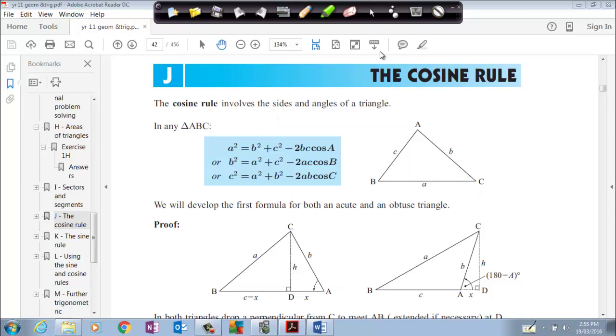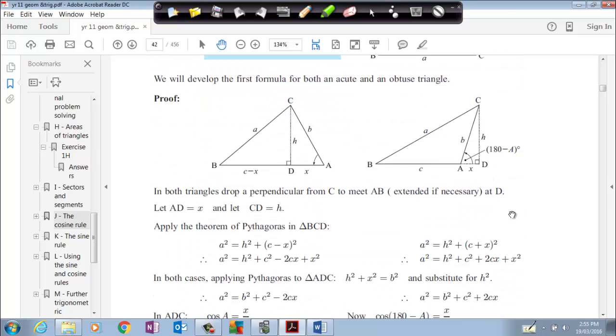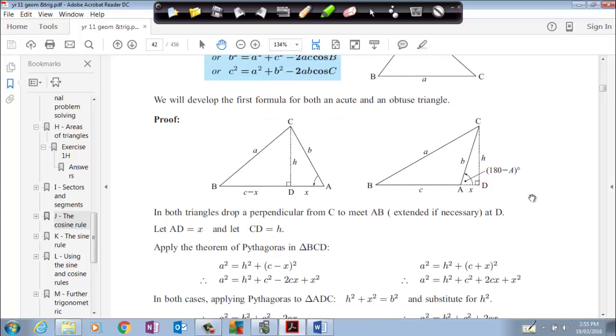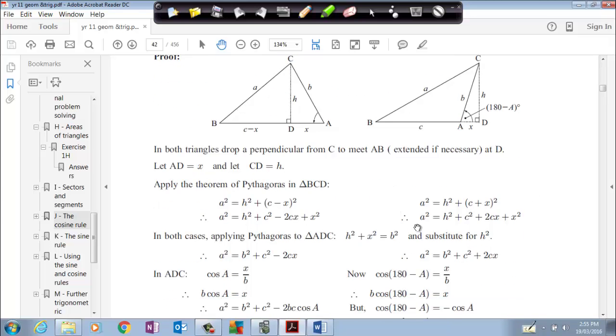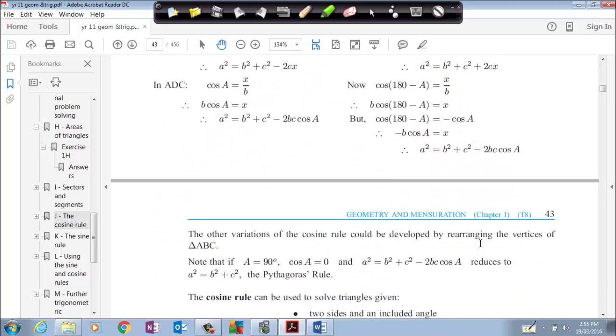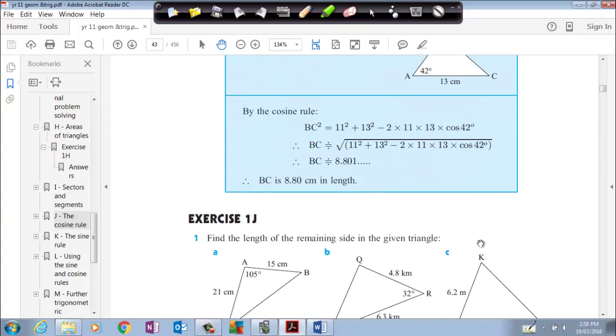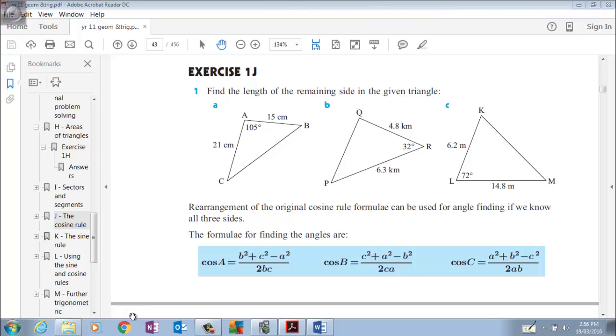Now the proof is there. We don't need to reproduce it, but rather than just accept rules, you can always see where it comes from. So you could plough through that if you would like to, but we're going to just apply it to some problems. So we'll start off with exercise 1J.